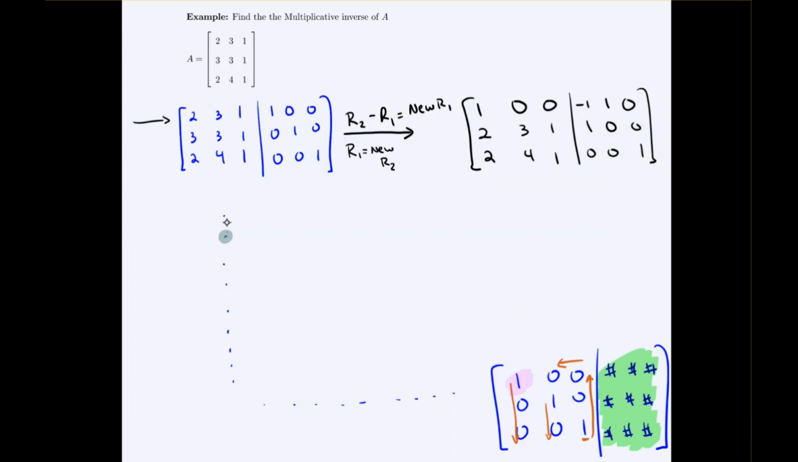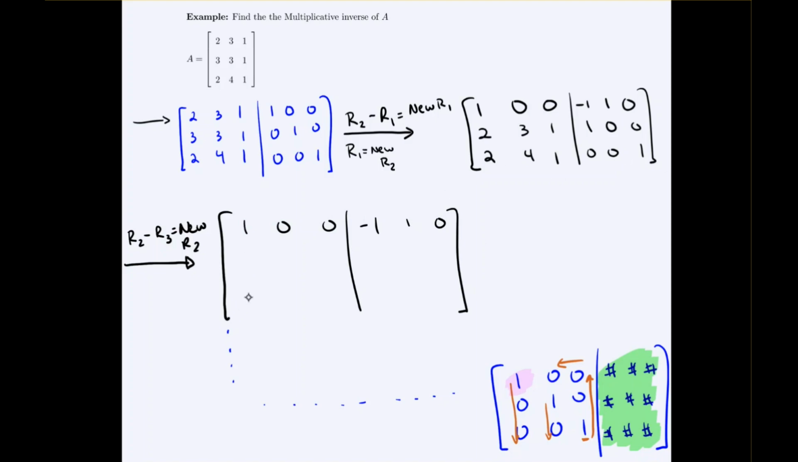So this is different than how I've been doing some of the previous examples, and this is just illustrating another way that you can think about it. So let's take our row 2 and subtract row 3. That's the new row 2. And row 1 and row 3 are unchanged, so I'm going to write them down. Row 3 is unchanged.